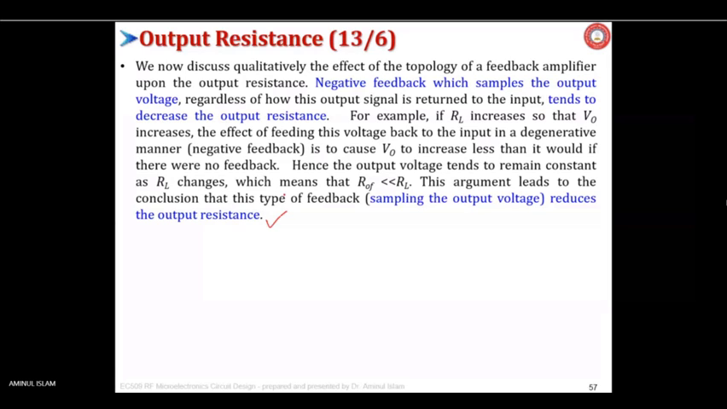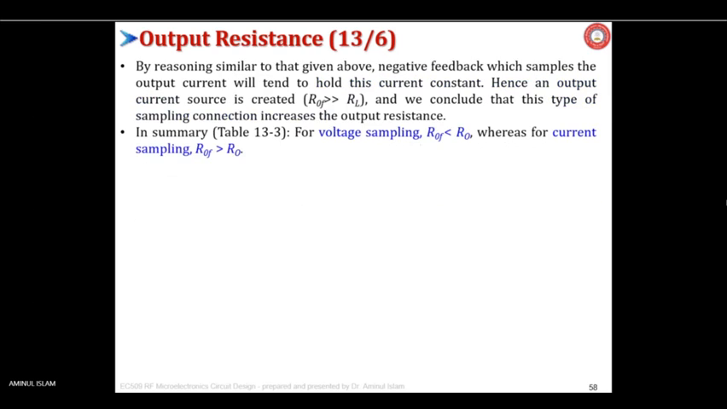So we have already tabulated earlier. That is the discussion here. By reasoning similar to that given above, negative feedback which samples the output current will tend to hold this current constant. Hence an output current source is created, ROF much greater than RL. And we conclude that this type of sampling connection increases the output resistance.